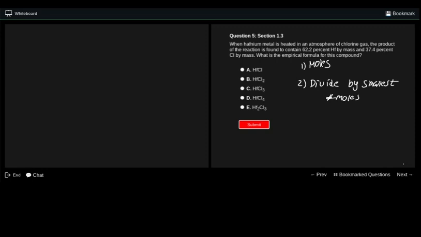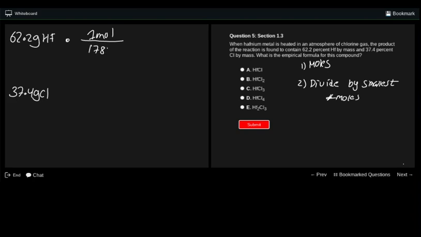So let's first start by converting hafnium into moles. If you're given percent problems, you're assuming it's out of 100 grams. So if you're given 62.2% of hafnium, that's going to be 62.2 grams of hafnium. But then that's going to be the same for chlorine, 37.4 grams of chlorine.